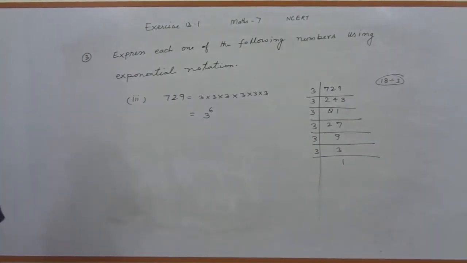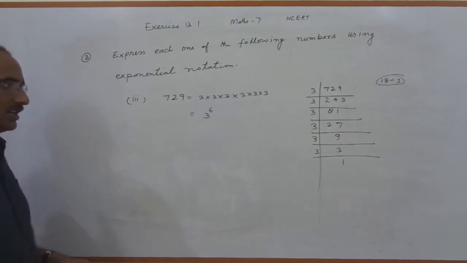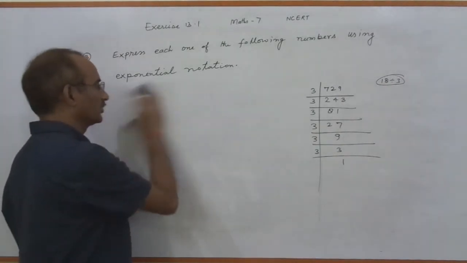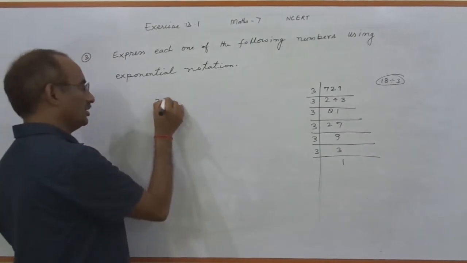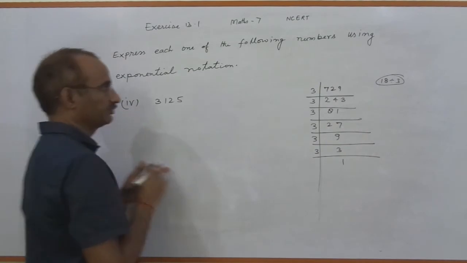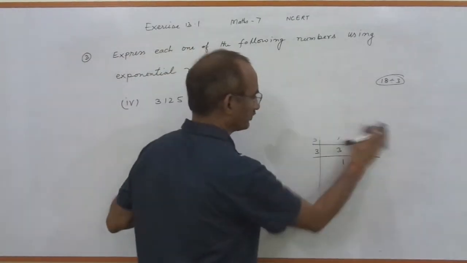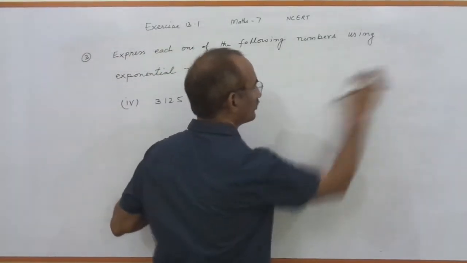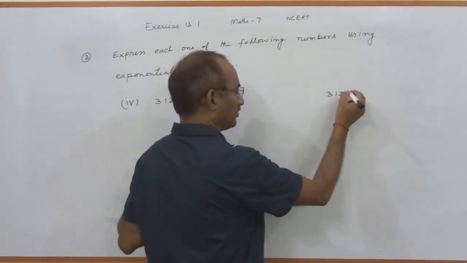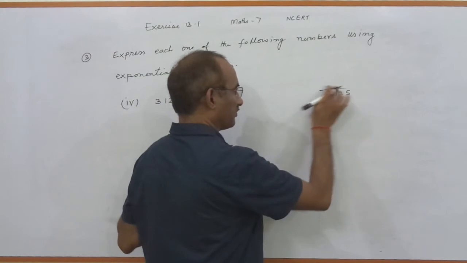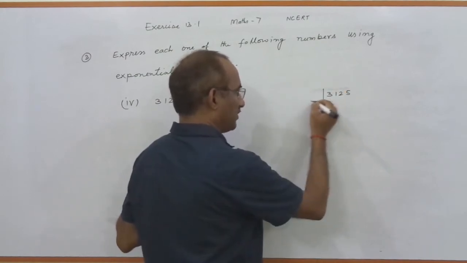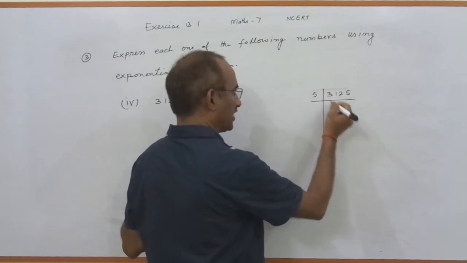The fourth question is 3125. It has 5 at the unit place, so it is divisible by 5.